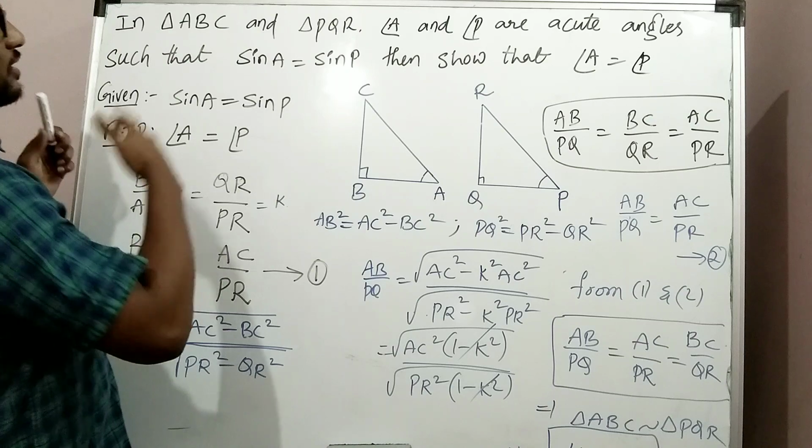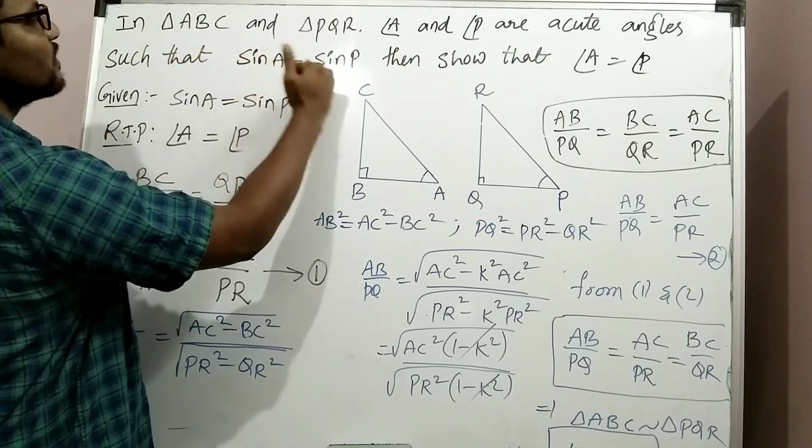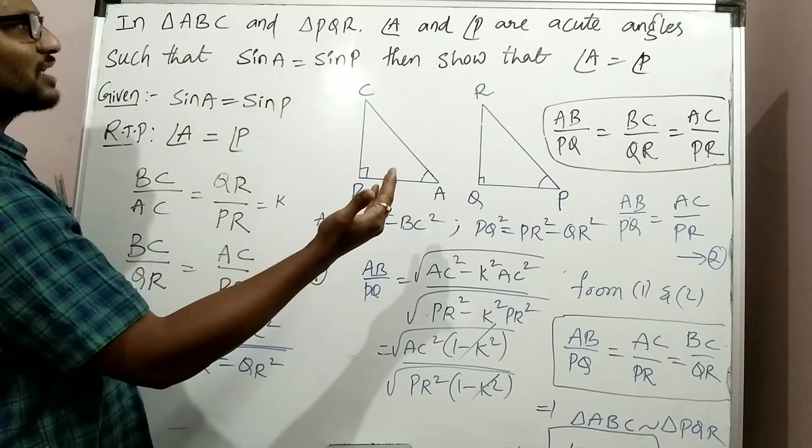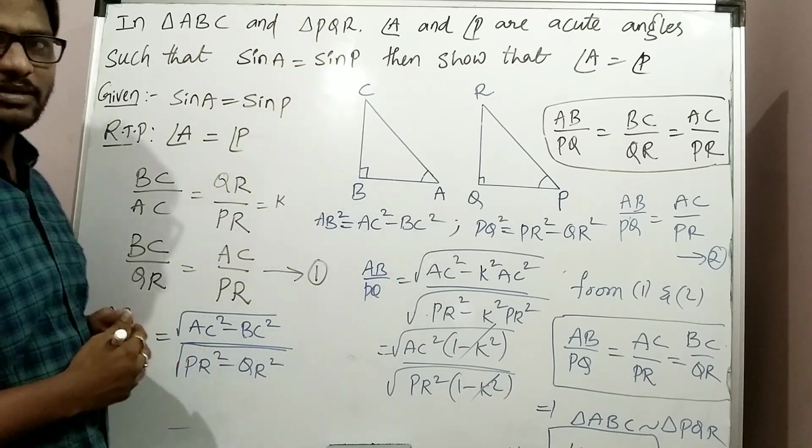In the next problem, we'll prove if cos A equals cos B, then A equals B, or if cos A equals cos X, then angle A equals angle X.